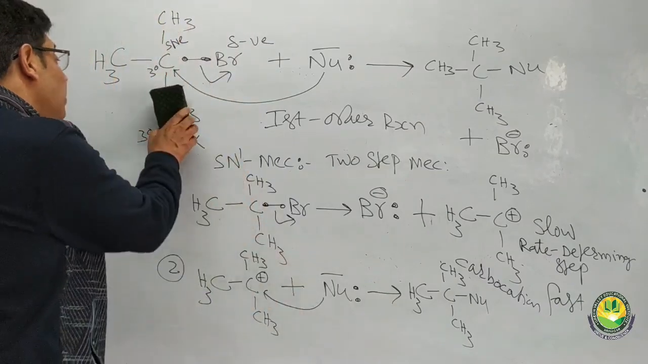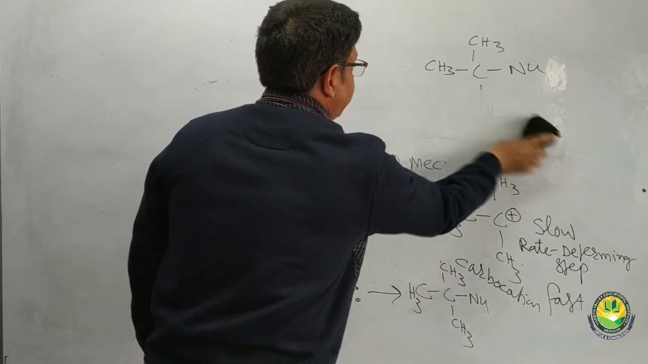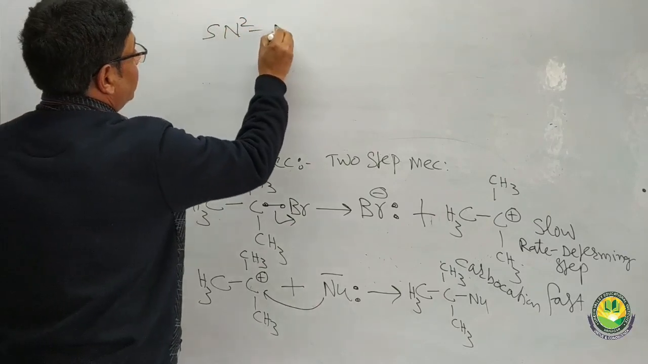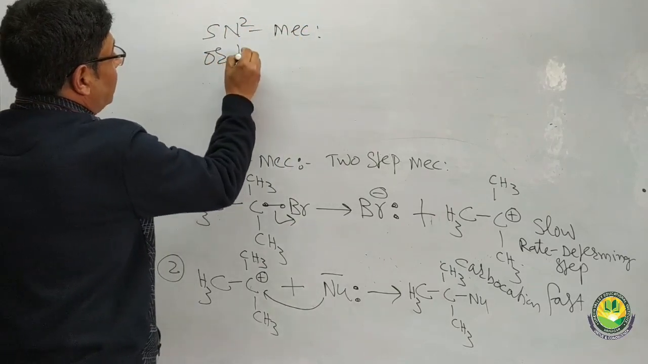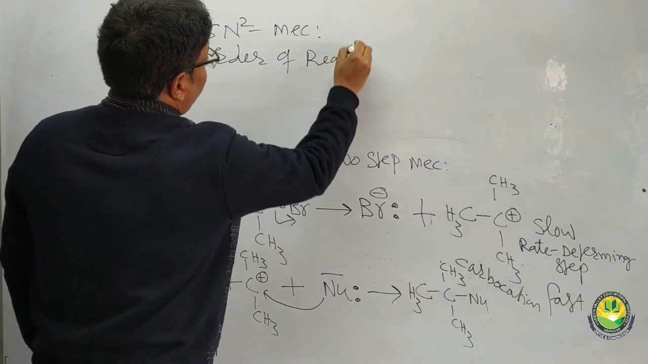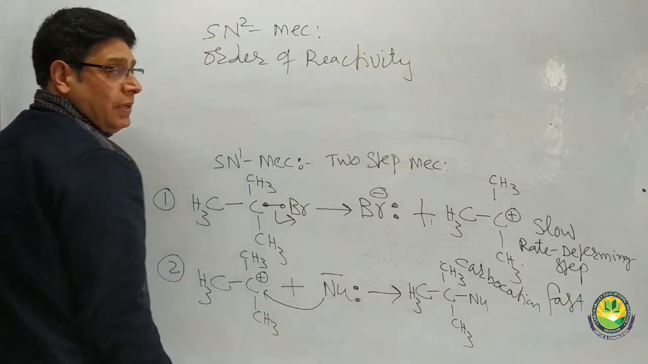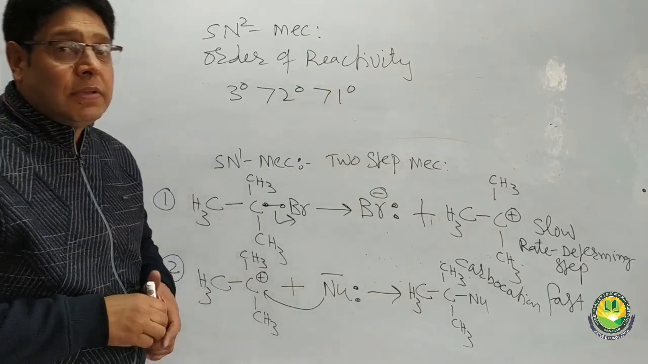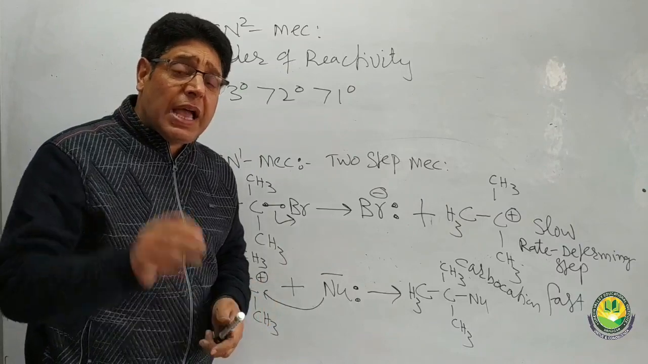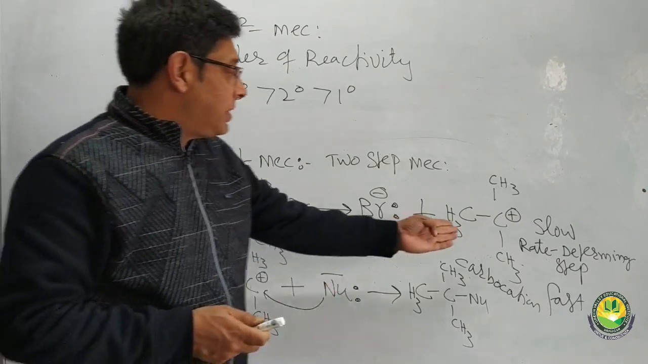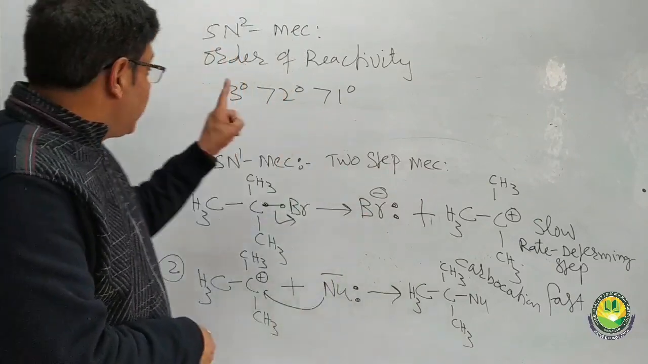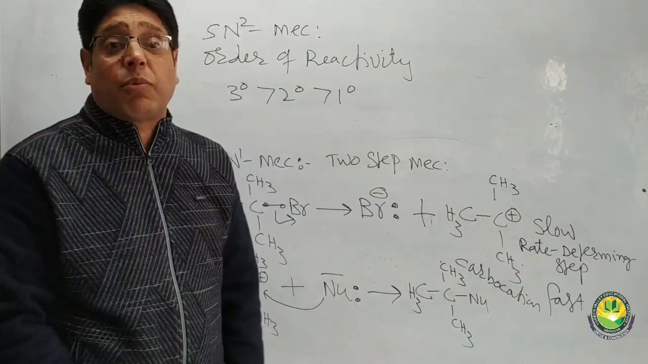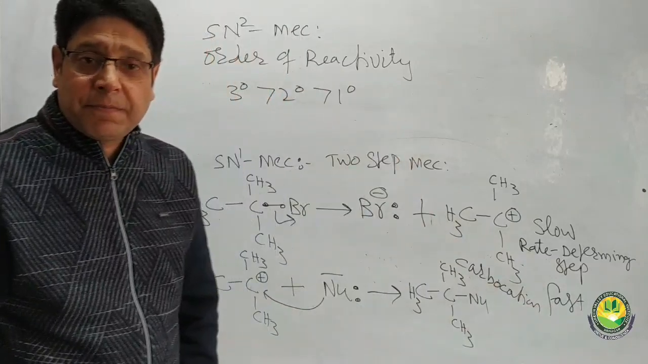Now the question is, order of reactivity क्या होगी इसमें? Look here. For the SN1 mechanism, the order of reactivity will be tertiary greater than secondary greater than primary. Why? Because the important event of the SN1 mechanism is formation of carbocation. Starting with the tertiary alkyl halide, we will get a tertiary carbocation, which is highly stable, then a secondary carbocation, which is less stable, then a primary carbocation.